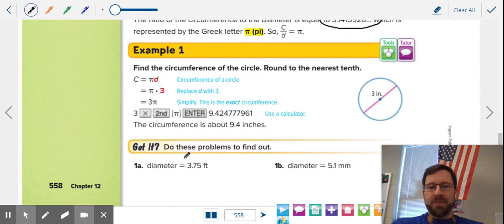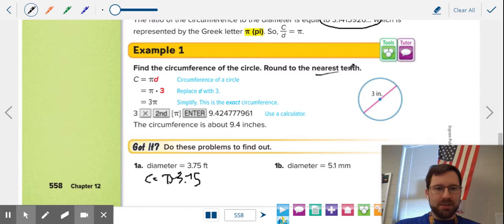So let's come down here. How do we find the circumference based on the diameter? You use the diameter formula, pi d. So pi times 3.75. Pi times 3.75 is 11.8. It says round to the nearest tenth. Don't forget your unit, feet.